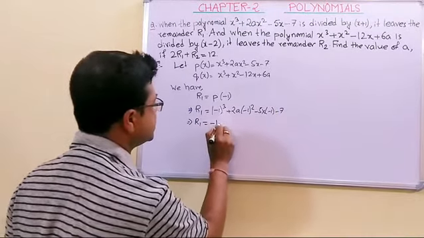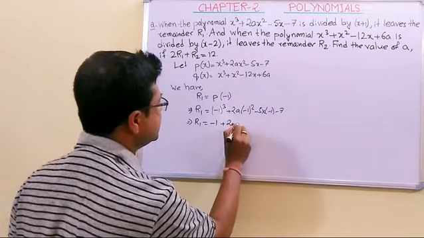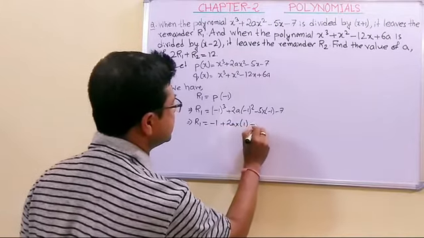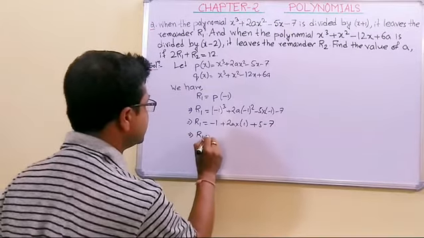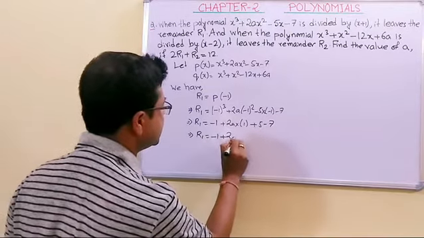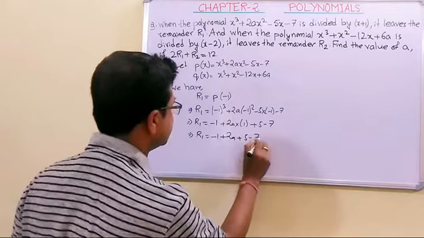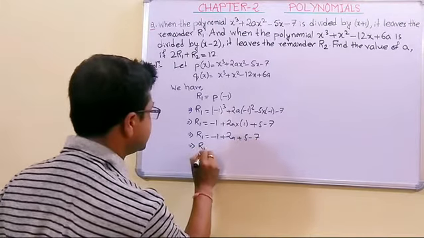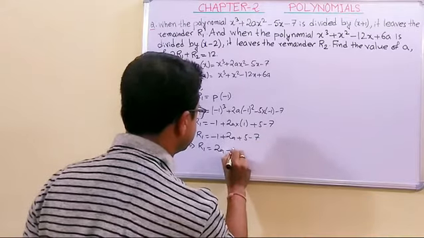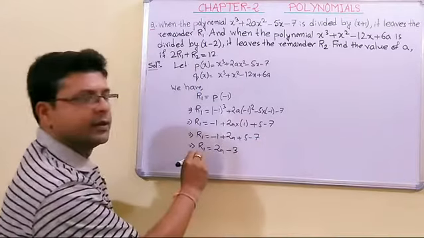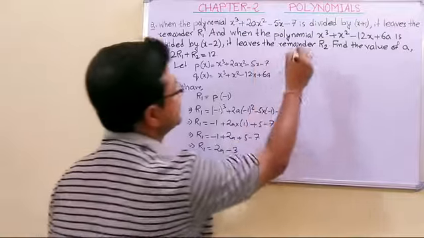Minus 1 cube is minus 1. This is twice a into 1, plus 5, minus 7. So r1 equals minus 1 plus twice a plus 5 minus 7. So r1 is going to be twice a, and this is minus 8 plus 5, so this is minus 3. This is r1. Alright? Now next, let us take the other one.